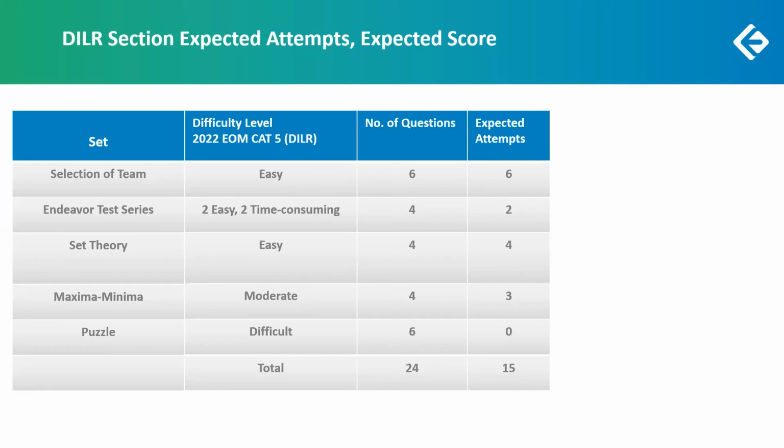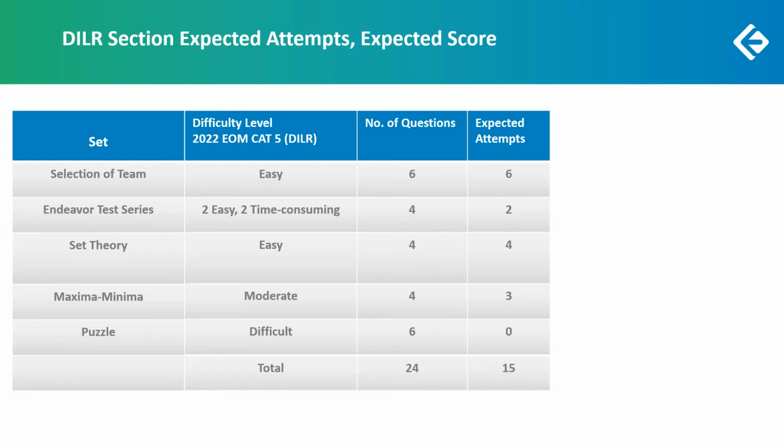Then the maxima minima set, which was moderate. Out of the 4 questions, 3 could have been attempted. Maybe you would have got 1 or 2 wrong, but at least you could have attempted 3. Then the last set, the puzzle set, which was a difficult set. This set ideally should have been skipped or kept for the end after you had taken care of the other sets. So this one, 6 questions, all of them could have been skipped.